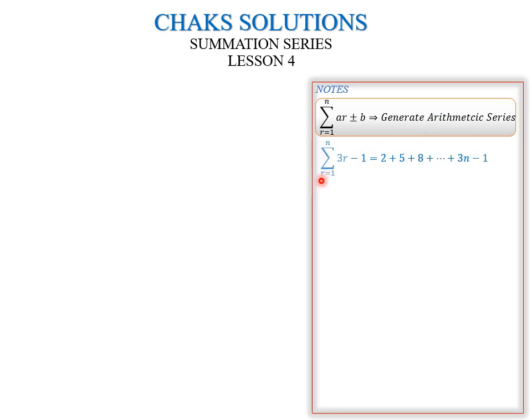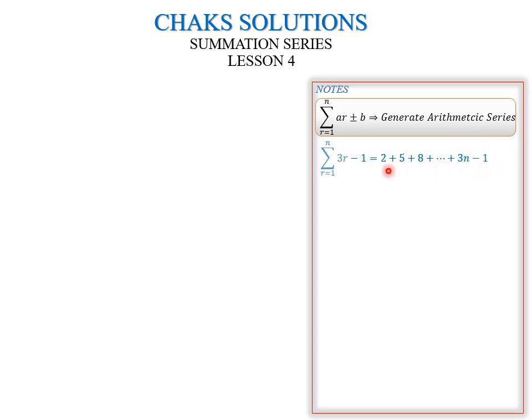We are saying summation of r equals 1 up to n of 3r minus 1. So this is a linear function because r here is r to the power 1, and 3 is a constant and minus 1 is a constant here. So we'll generate an arithmetic series. So let's see how this function is generating the terms here. So we have 2, 5 and 8, which are generated by this function, and we have the last term here.